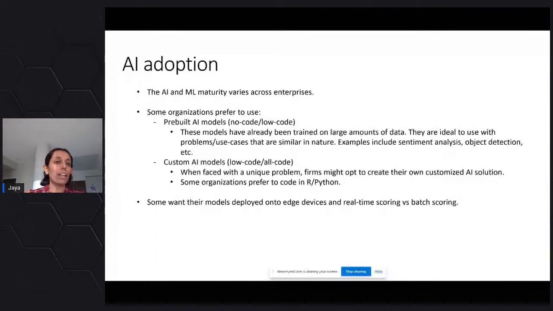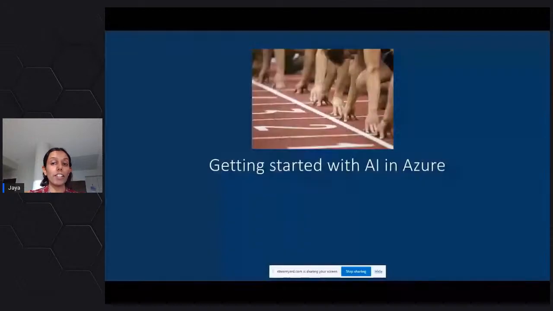So then, depending on AI adoption, once you build a model, what do you want to do with the model? You want to deploy it onto the edge and maybe have some real-time scoring, batch scoring. So these are all different considerations that you want to think about when you plan to use AI in your organization. Okay, so now let's get started with how do I actually use AI on Azure?